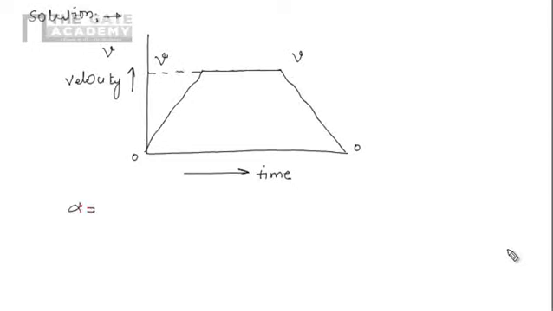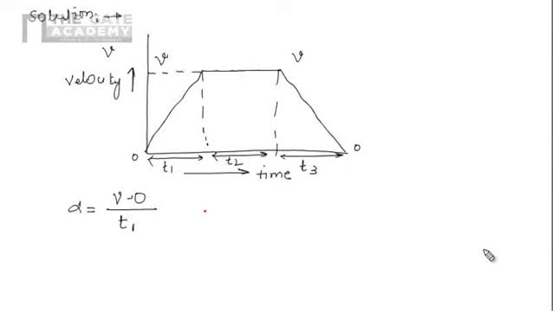Here we know the acceleration, that is alpha. So alpha is nothing but change in velocity, that is v minus 0. And suppose for this interval we have the time t1. So here we have alpha equals v minus 0 divided by t1. So this one is the time interval t1. Suppose this one is the time interval t2, and this one is the time interval t3.